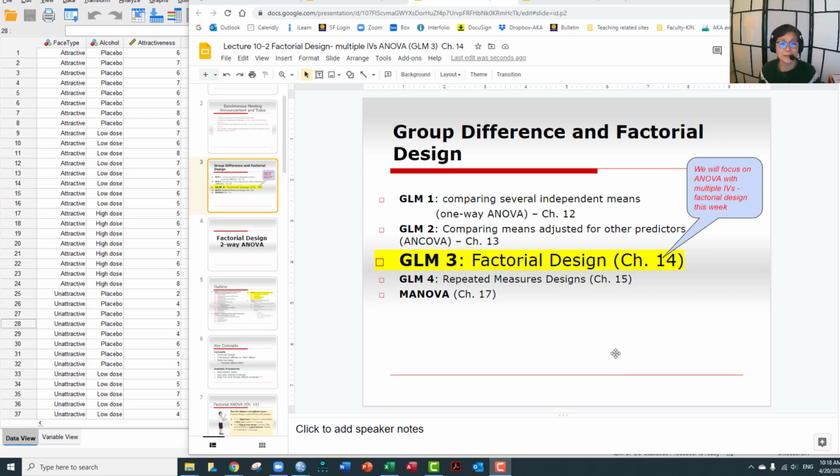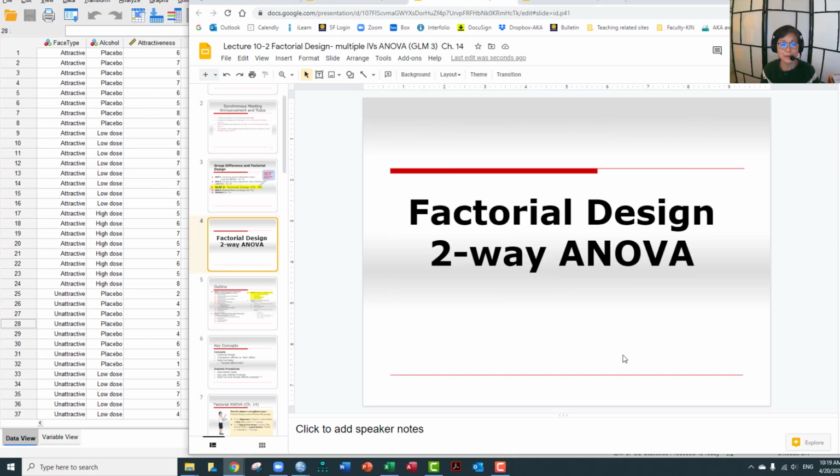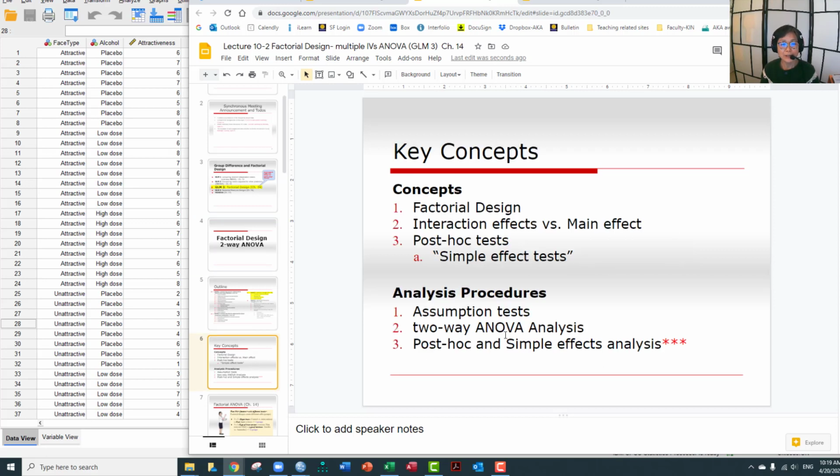Group differences and factorial design. We covered GLM 1 and 2, which entails one-way ANOVA and ANCOVA. That's what we learned. Now we are moving to factorial design, two-way ANOVA. And a key term here before we get to SPSS is factorial design.